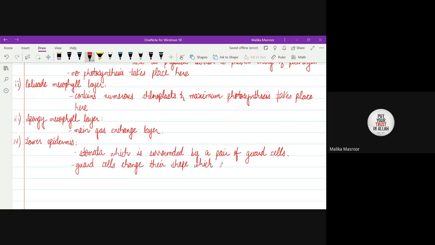Which control the opening and closing. Which open and close the stomata.